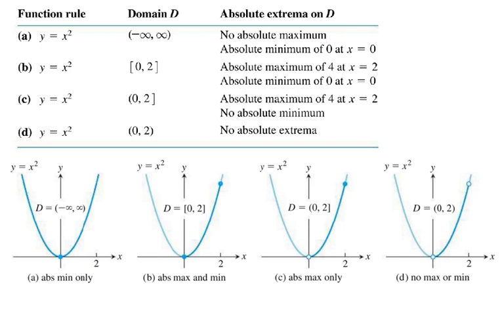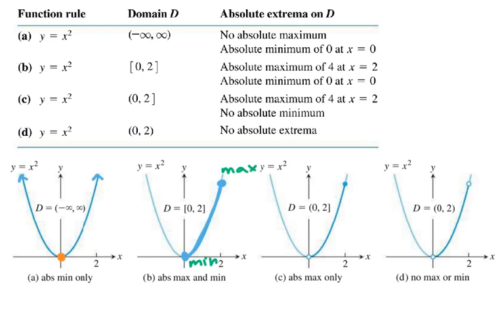So if we look at example A, it has no maximum value because that graph goes up to the left and up to the right forever on the domain of all real numbers. It does have an absolute minimum at x equals 0. So considering the closed interval, for example B, from 0 to 2, we are looking at just this part of the curve. And this curve has an absolute min as well as an absolute max.